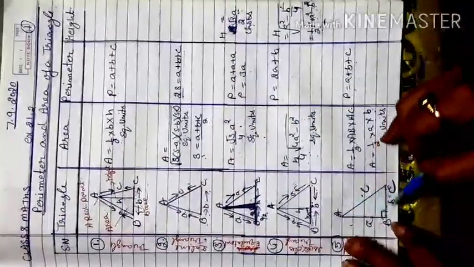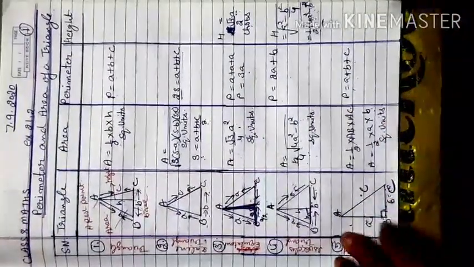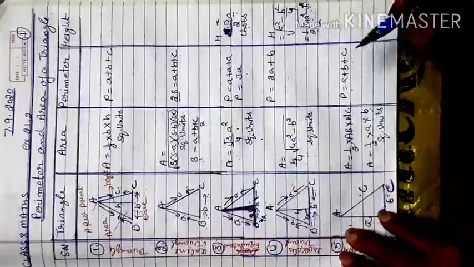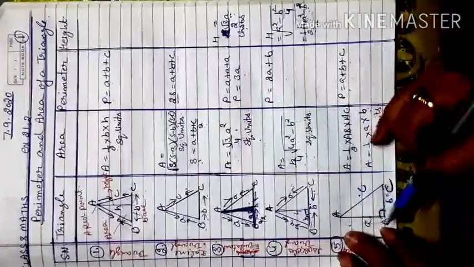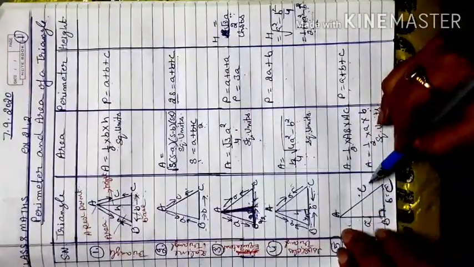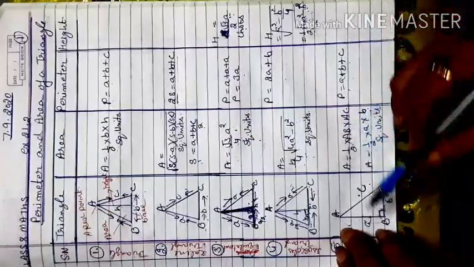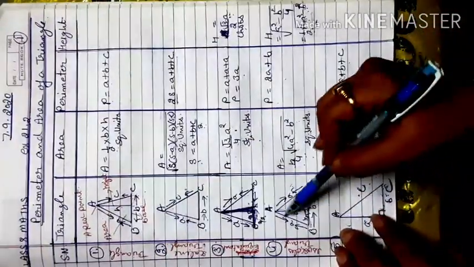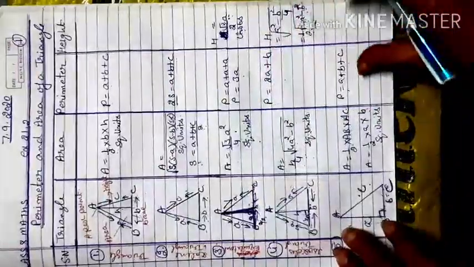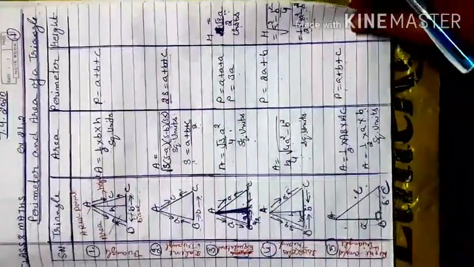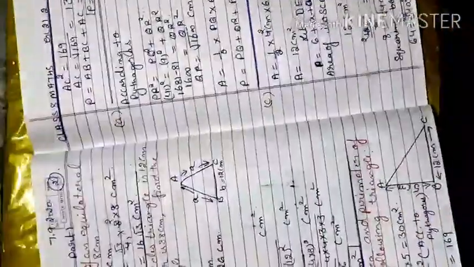If any side is missing, suppose you have to find the perimeter of this triangle, then by Pythagoras theorem you find the third side, like in here and like in here. Here you have to find the height, and here you have to find the hypotenuse.